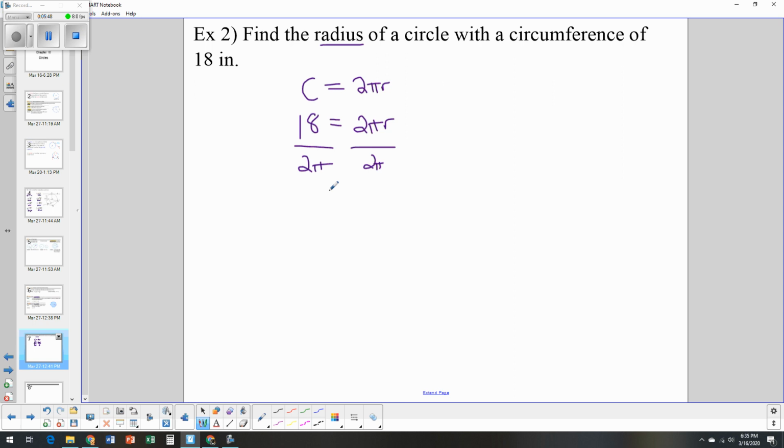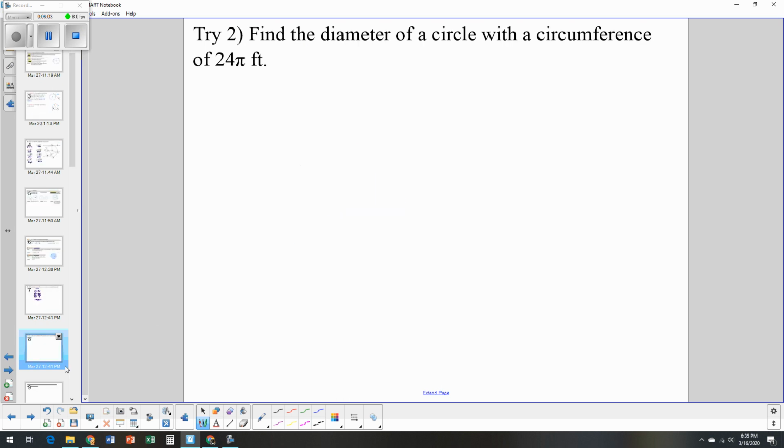And when I do that on my handy dandy calculator, I get that the radius is about 2.86 centimeters. Sorry, inches. All right, so you're going to try the next one.